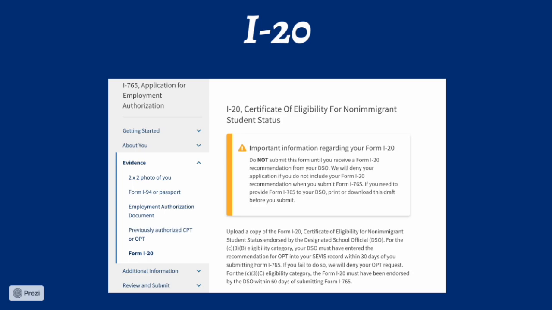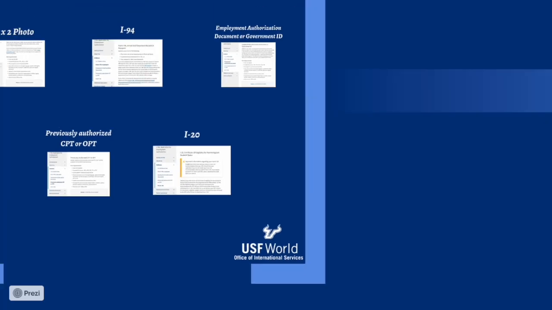Please remember you must file your I-765 form within 30 days of the date on page 1 of your I-20. After the 30-day deadline, you would not be able to apply for your employment authorization document.